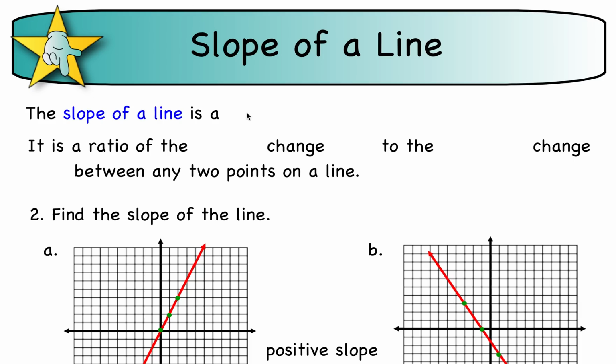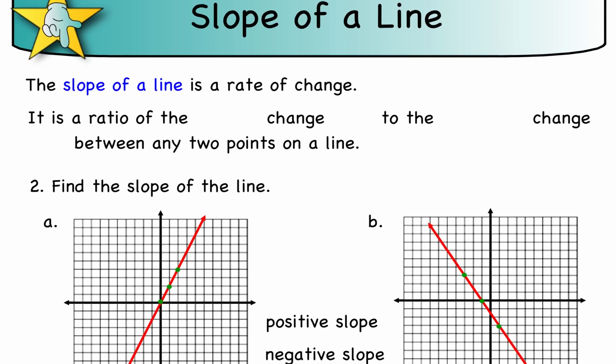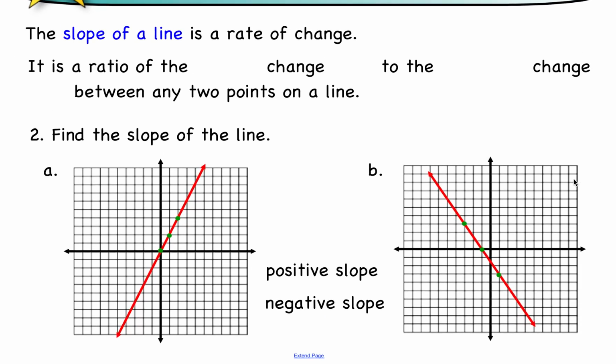The slope of a line is a rate of change, just like we just discussed. That's all we're talking about when we talk about the slope of a line. The slope is the slantedness of a line, and it's just a rate of change. It's a ratio of the vertical change, which we call the rise, to the horizontal change, which we call the run, and you can find it between any 2 points that are on a line.